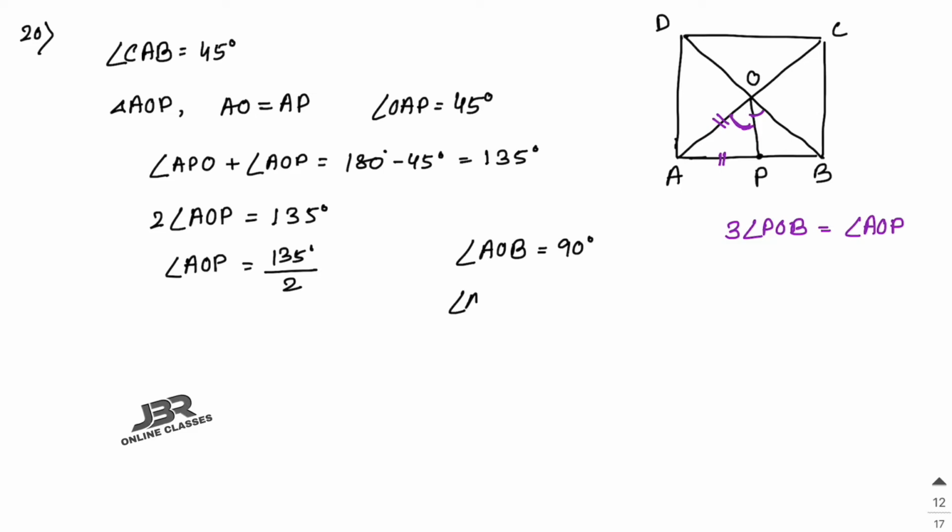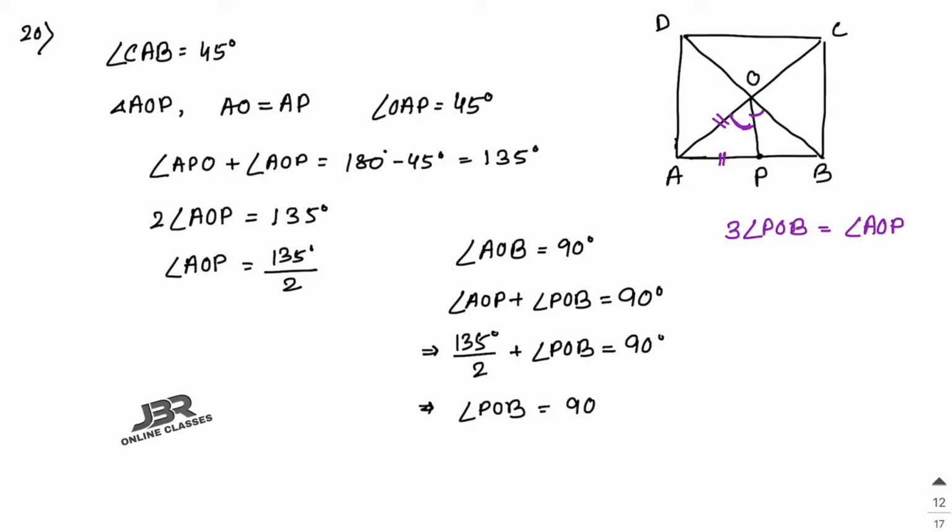Now AOB means here angle AOP plus angle POB. So that one equal to here 90 degree. Now in the place of AOP you can write down 135 by 2, then angle POB equal to 90 degree. Okay, so here angle POB equal to 90 minus 135 by 2. So that one equal to here 45 degree by 2. Okay, 45 degree by 2.